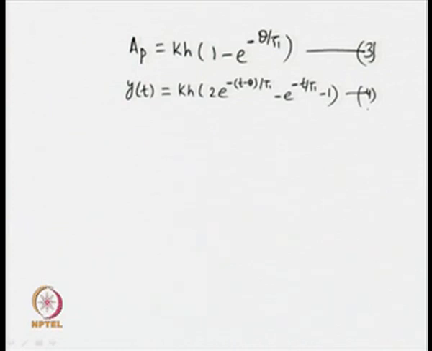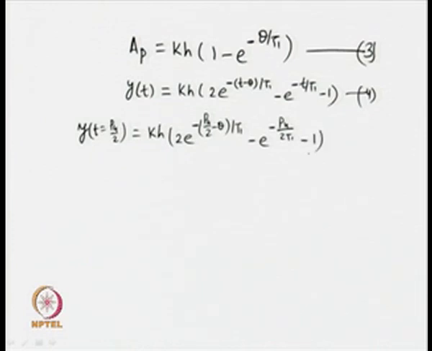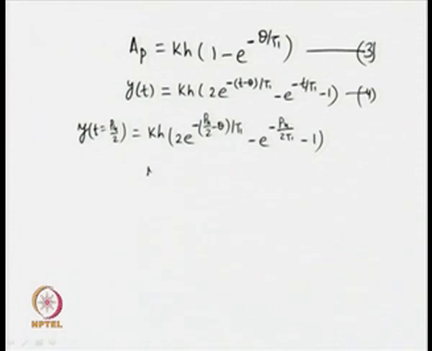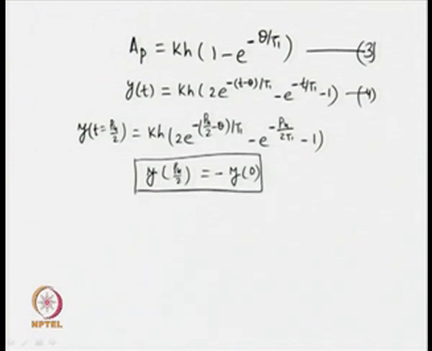Now, what will be the output at time t equal to Pu by 2? The output of the system at time t equal to Pu by 2 will be K h times 2 times e to the power minus (Pu by 2 minus theta) by T1, minus e to the power minus Pu by 2 T1, minus 1. But for us, for maintaining sustained oscillatory output, the limit cycle condition gives us that output y at time t equal to Pu by 2 is equal to minus y(0). This condition must be met to induce limit cycle oscillations. The output can be sustained oscillatory output provided this condition is satisfied.